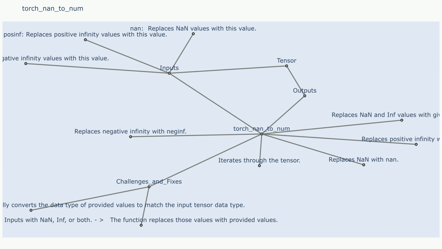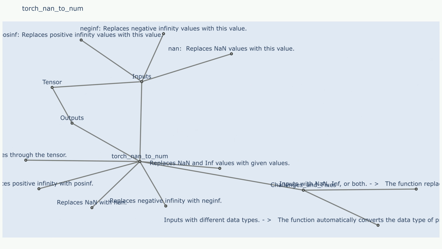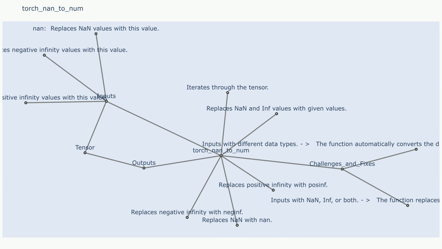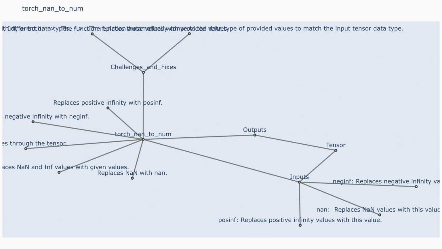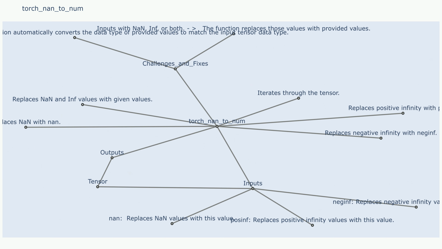Challenge 2: torch.nan_to_num can only handle scalar values for nan, posinf, and neginf. Sample use case that resulted in challenge 2: attempting to use a tensor instead of a scalar value for nan, posinf, or neginf will result in a type error. Fixes to challenge 2: convert tensors to scalar values using torch.item before passing them to torch.nan_to_num. Alternatively, use torch.where to selectively replace values based on conditions like torch.isnan or torch.isinf.